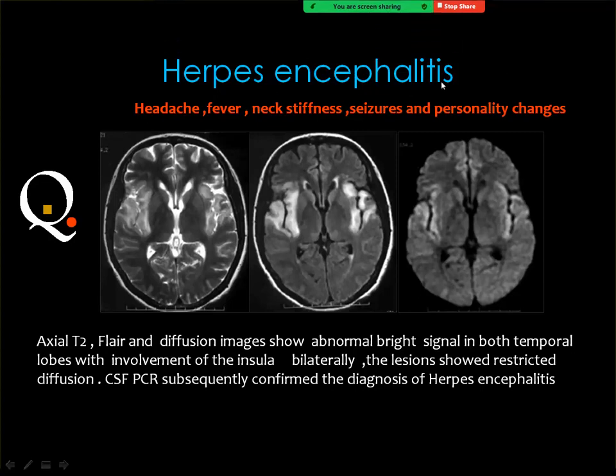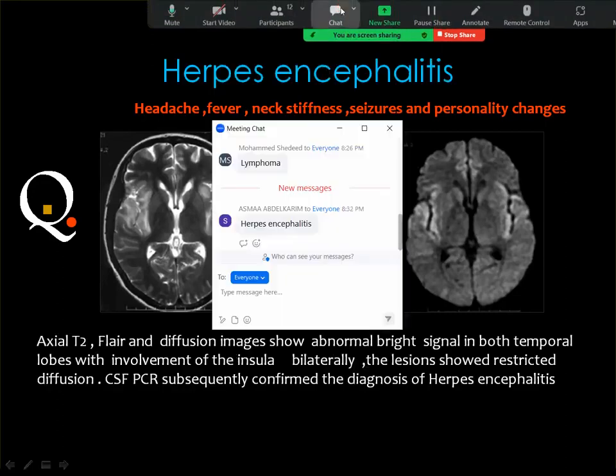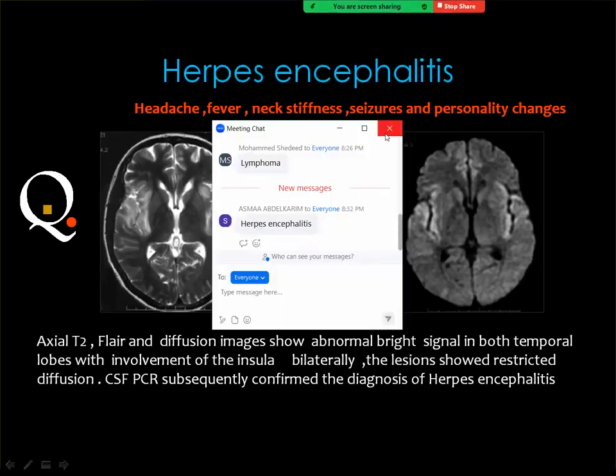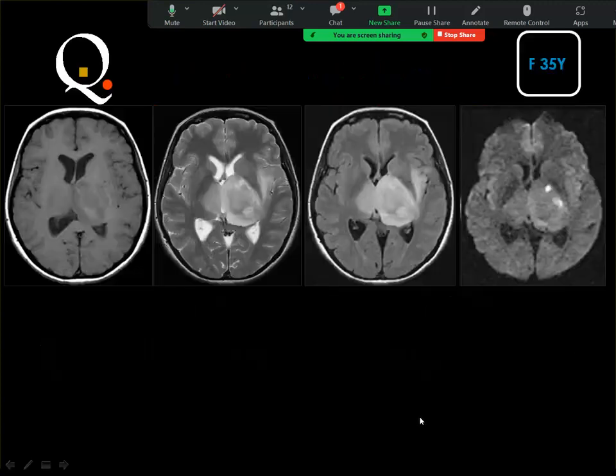Yes, and as you can see, this is a case of herpes encephalitis, and the answer is right, where you got bilateral, almost symmetrical lesions in the temporal lobes around the sylvian fissures, and these lesions are bright in the T2 and the FLAIR images with some diffusion restriction. The diffusion weighted images may also show some other lesions in the frontal and maybe the parietal areas.